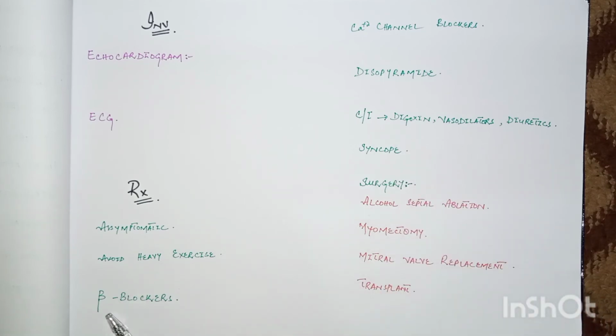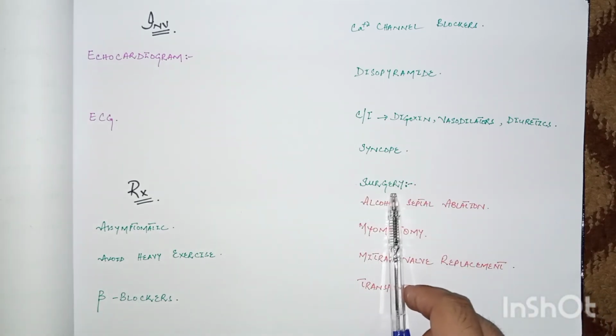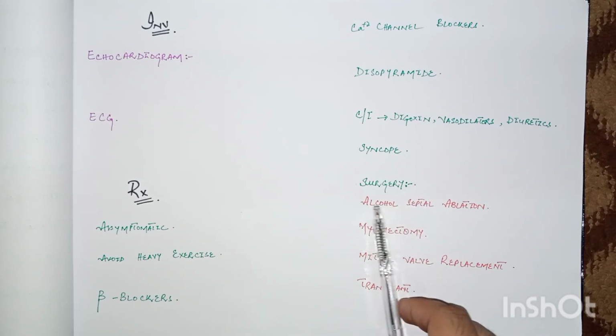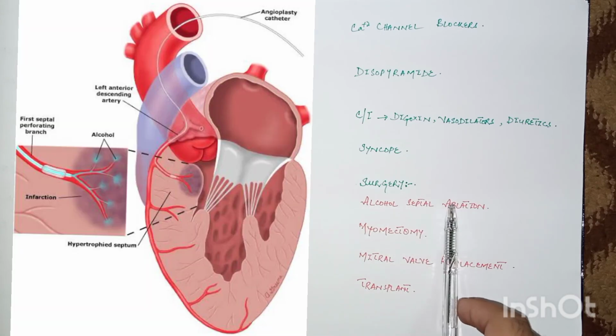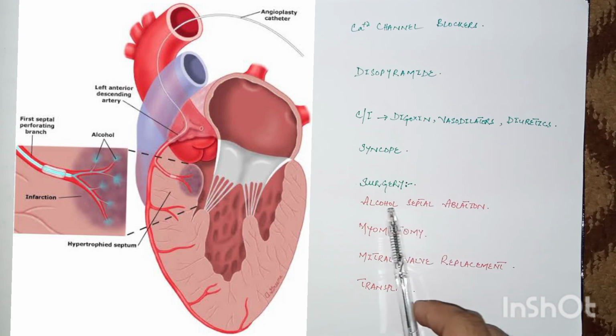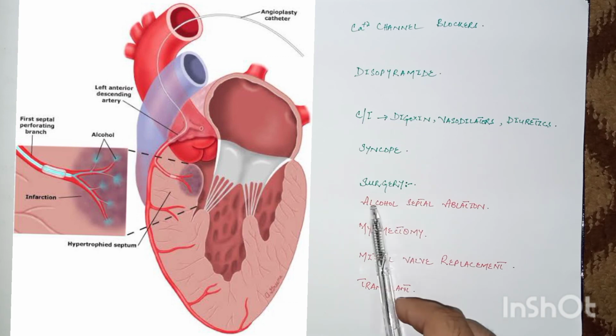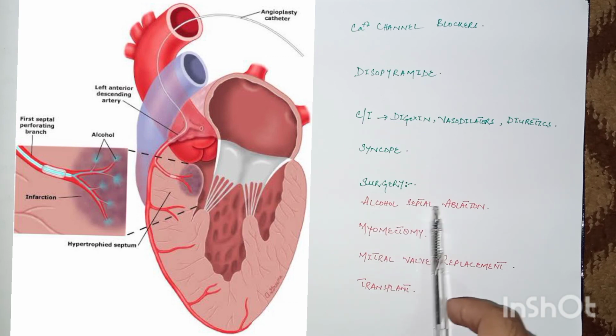If medical management is not working properly, then use other techniques like alcohol septal ablation, in which alcohol is inserted through a catheter over the hypertrophied septum, and it damages the myocardium over the septum. As a result, it relieves the obstruction in the pathway. It is a less invasive procedure.